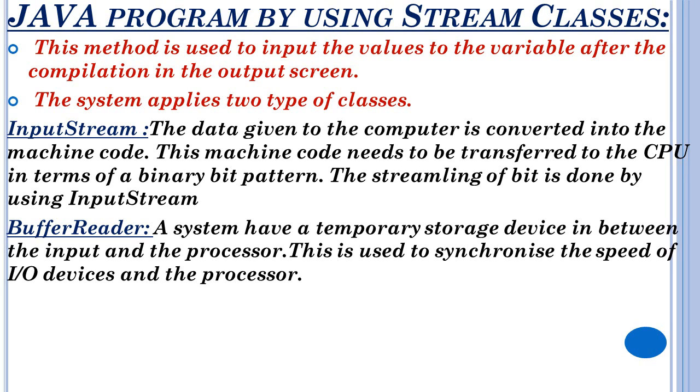Also, this buffer reader will synchronize the speed of the input, output and the processor. Buffer reader is used to synchronize the speed of the input and output. Whatever input you give needs to be processed, right? So the speed needs to be synchronized by the buffer reader. This is about stream classes.